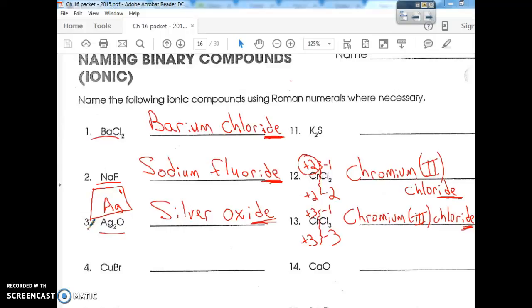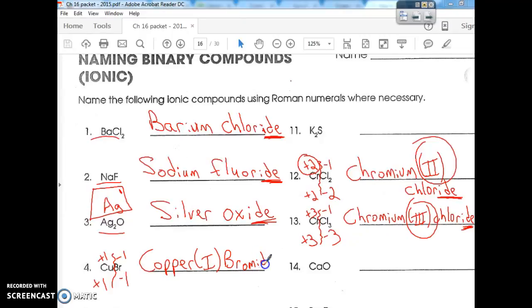So that is why for number 12 we wrote a chromium 2, and number 13 we did chromium 3. If you look at number 4, for example, CuBr, copper can either be +2 or +1, so we have to say which one it is. Bromine we know is -1. There's only one of them, so that means that right-hand side is a total of -1. So the left-hand side has to be a +1 to balance it out. So that is telling us that that copper has a +1 charge. So you write it as copper 1 bromide.